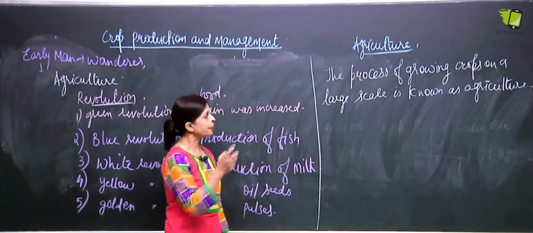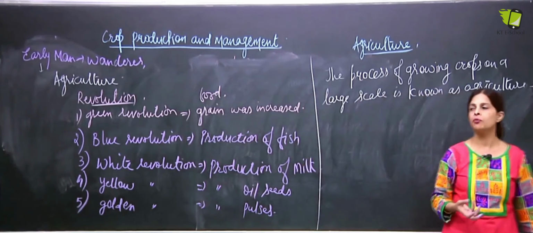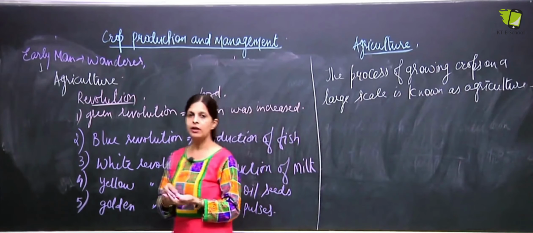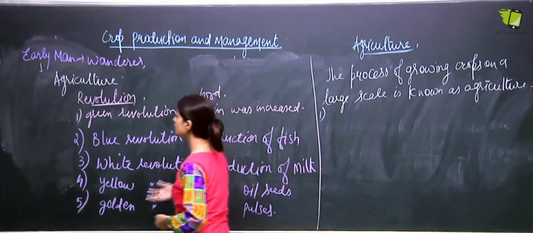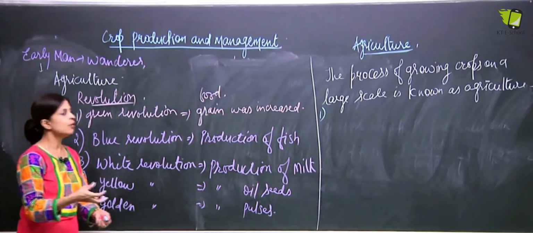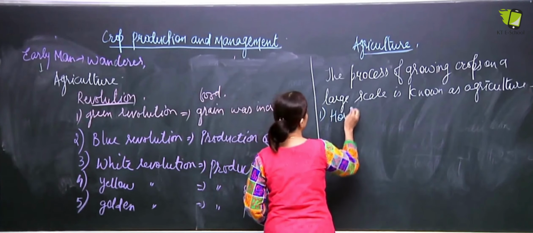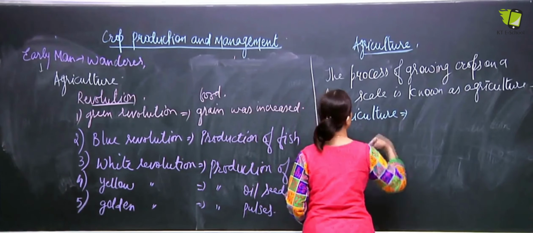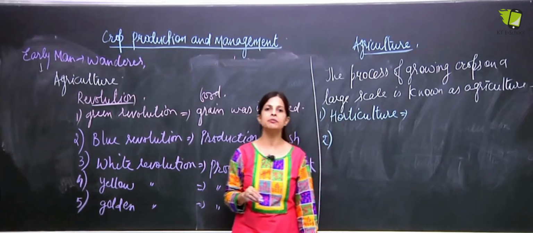Agriculture. Now, before starting with the agriculture, I would just like to inform you also about the types, or we can say the branches of agriculture. Okay, so why I'm telling this, like when we are reading agriculture, we should also know what can be the different branches. Okay, so first of all is horticulture. Okay, now what is the meaning of horticulture?